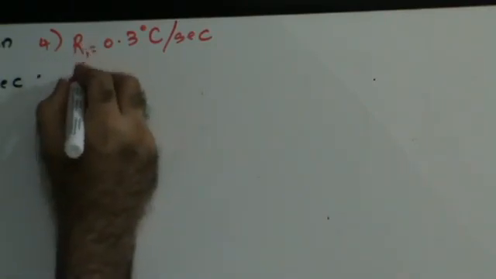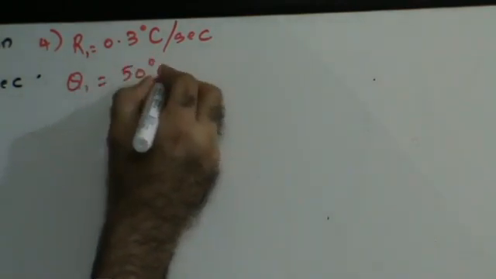Next, take on next sum please. A body cools at the rate of 0.3 degrees Celsius per second when it is at 50 degrees Celsius above the surrounding.